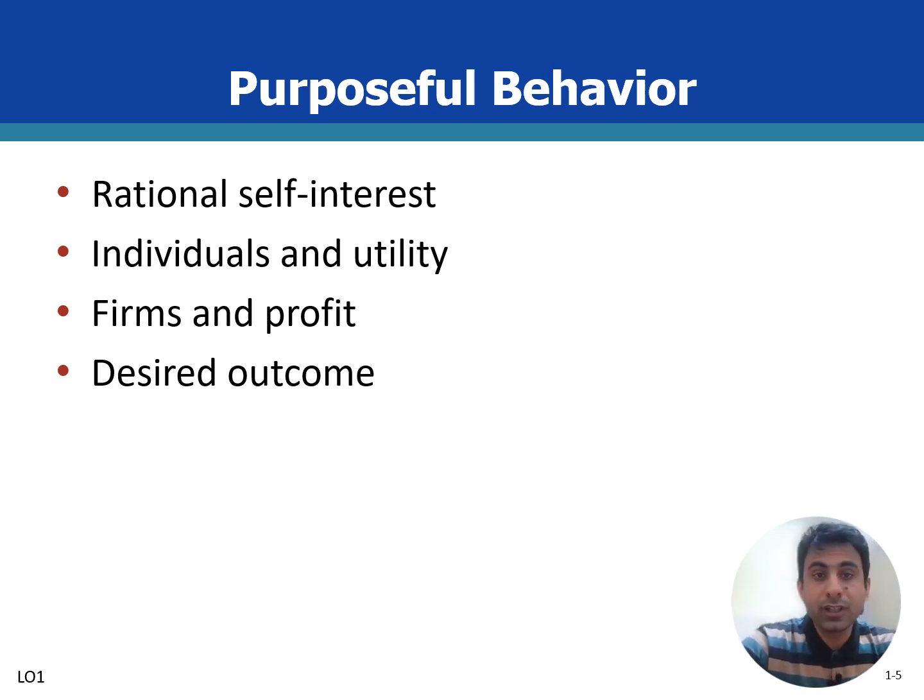So at the firm's level, firms and profit. For firms, the basic objective often revolves around profit maximization. Profit is a financial gain that is earned when revenue from selling goods or services exceeds the cost of producing those goods and services.